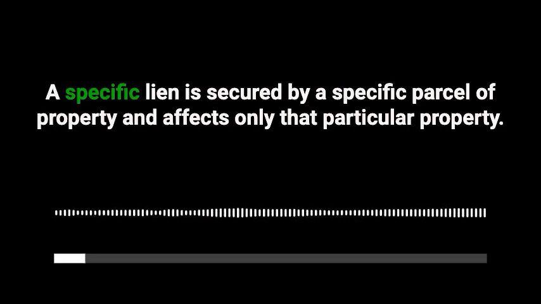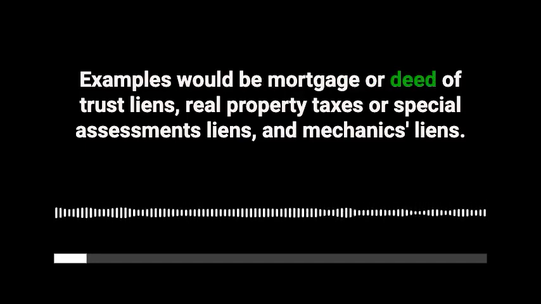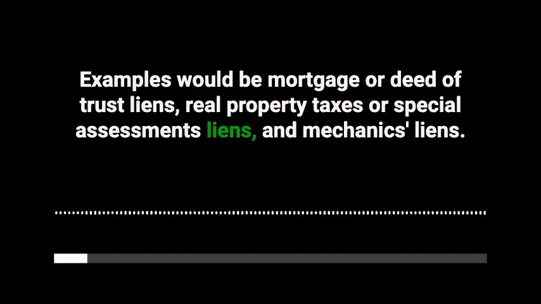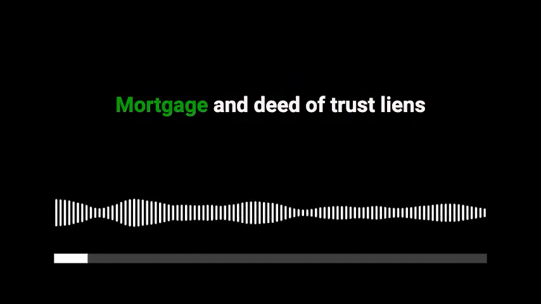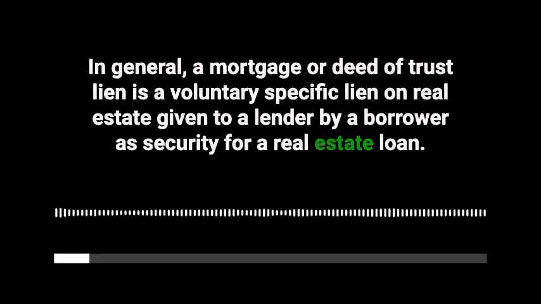Types of liens. Specific liens. A specific lien is secured by a specific parcel of property and affects only that particular property. Examples would be mortgage or deed of trust liens, real property taxes or special assessments liens, and mechanics liens. Mortgage and deed of trust liens. In general, a mortgage or deed of trust lien is a voluntary specific lien on real estate given to a lender by a borrower as security for a real estate loan.